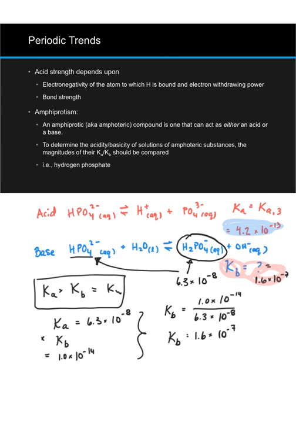A solution that contains, say, sodium hydrogen phosphate, we expect will be basic. And this is because the Kb for hydrogen phosphate is greater than the Ka for the same substance.